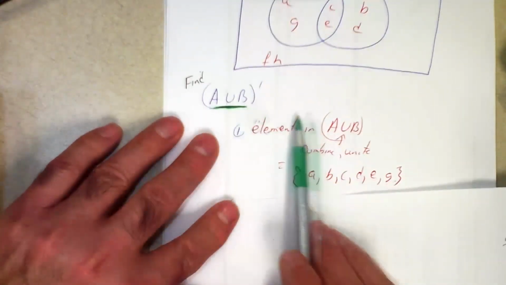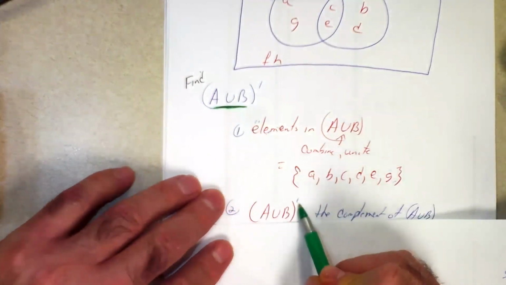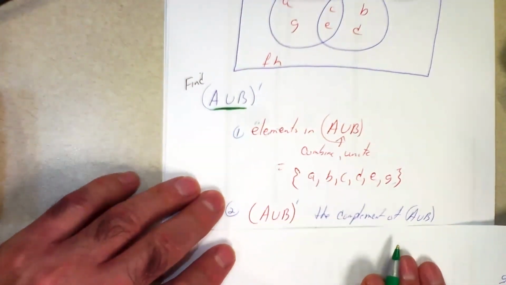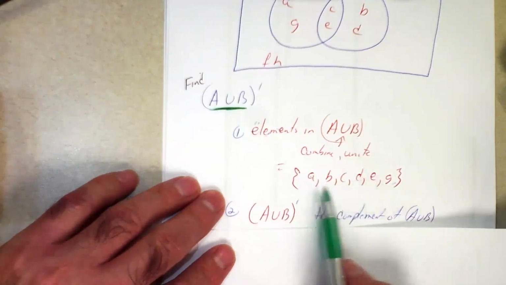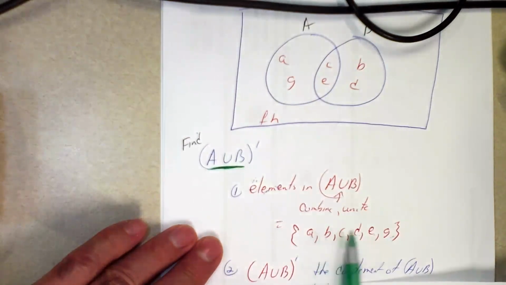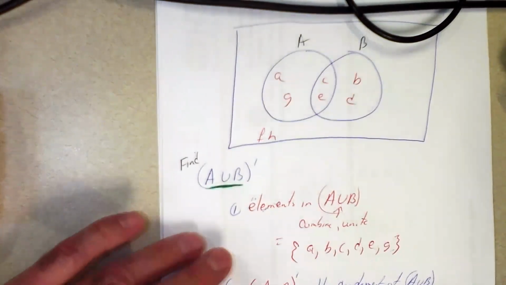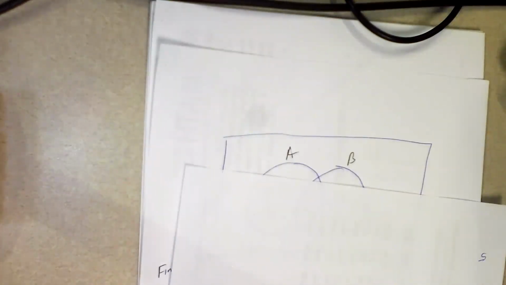Now I've got to do the outer part. The outer part says the tick mark. Remember, the tick mark is the complement of A union B. So if these are my elements, go back to your picture. What's missing from the universal set? What was my universal set? My universal set was A, B, C, D, E, F, G, I believe.